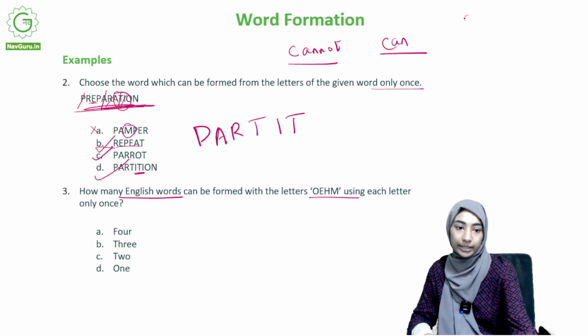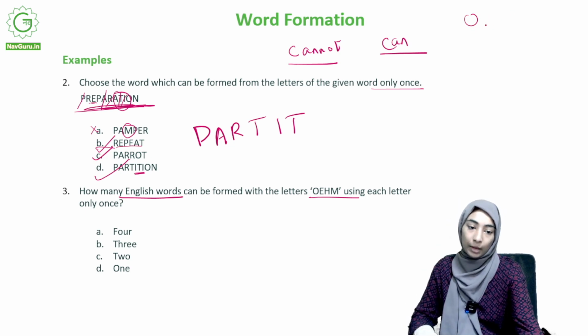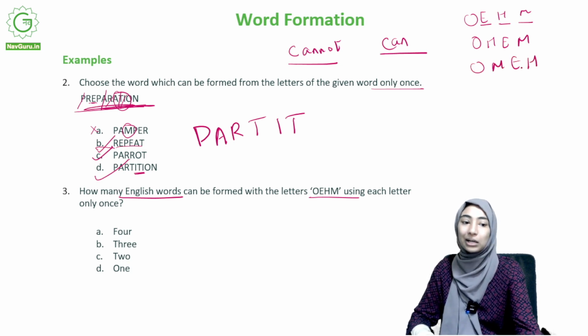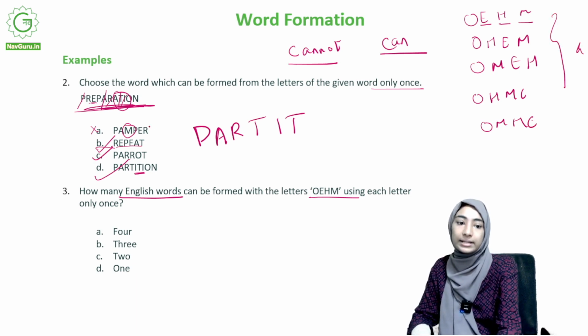So let's just write it here, OEHM. We'll do one thing, let's just fix O first, and we can keep changing E, H and M. So OEHM is not a meaningful word. OHEM is not a meaningful word. OMEH is not a meaningful word. What else do we have? OHME is not a meaningful word. OMHE is not a meaningful word. So none of these work. Now let us do one thing. Let's fix E.